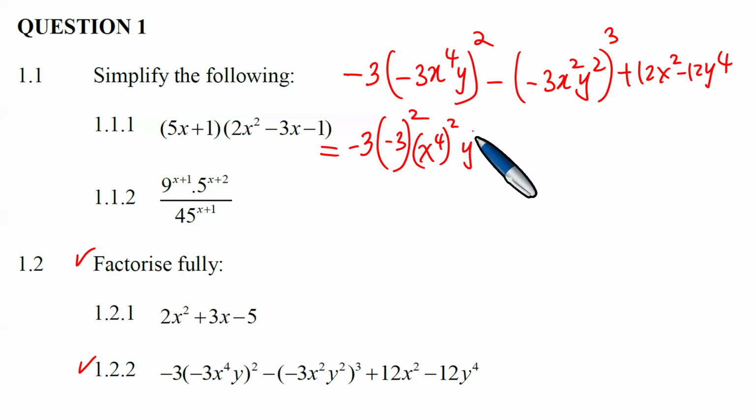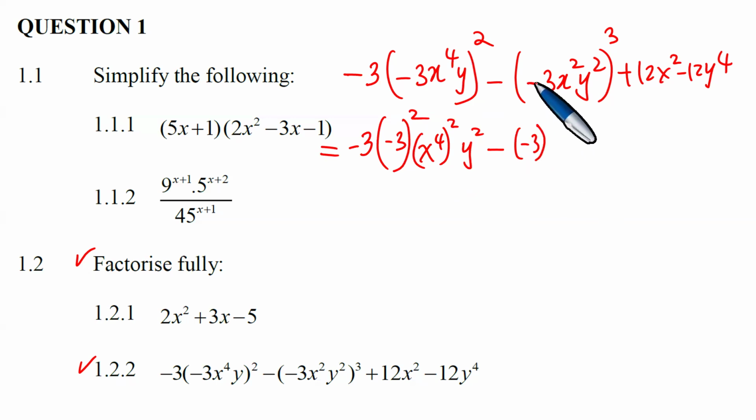So because everything is to the power of 2 here, we can say minus 3 to the power of 2, x to the power of 4, all to the power of 2, y also squared. Then minus. And then b negative. We want to execute that a.